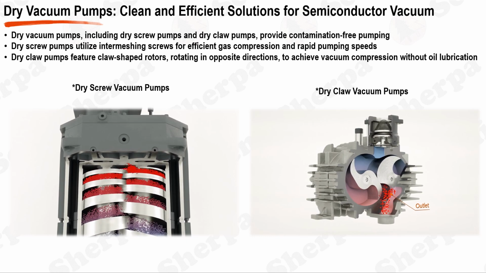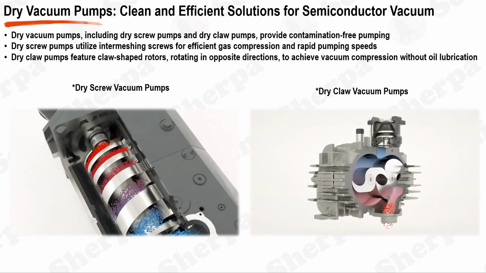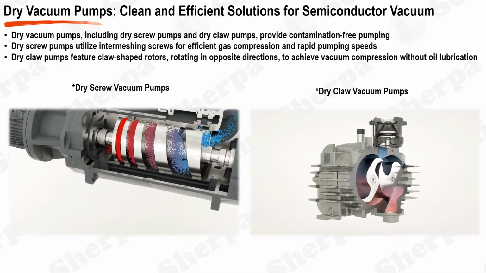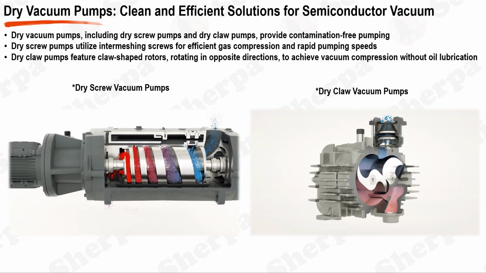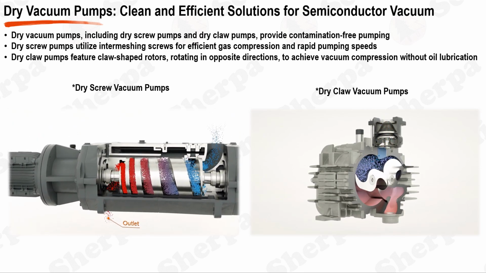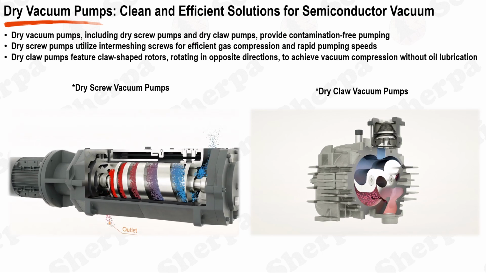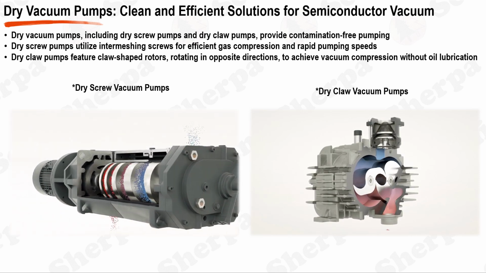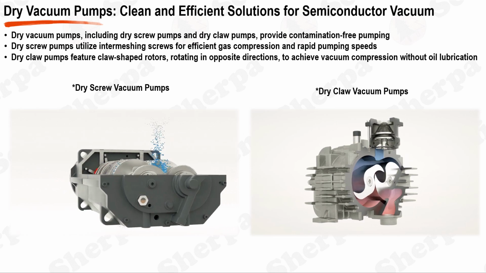Dry screw pumps are widely used in semiconductor applications due to their exceptional performance. They utilize intermeshing screws to compress gases efficiently, resulting in rapid pumping speeds and a clean vacuum environment. The absence of oil eliminates the risk of oil contamination and reduces maintenance requirements.